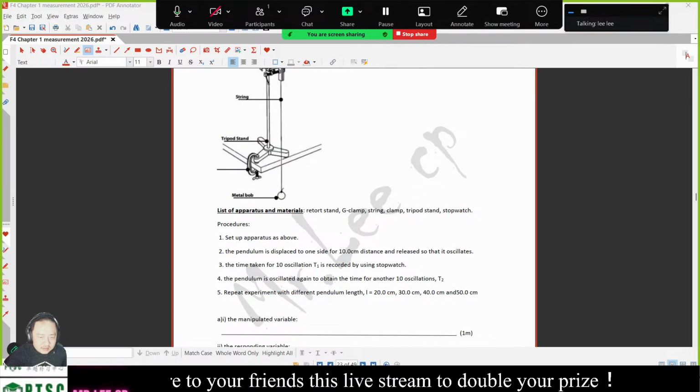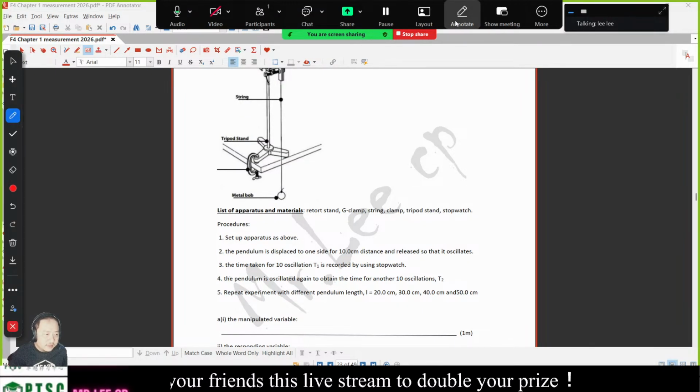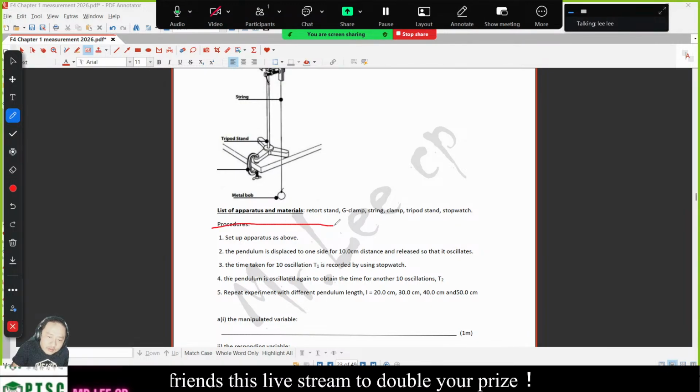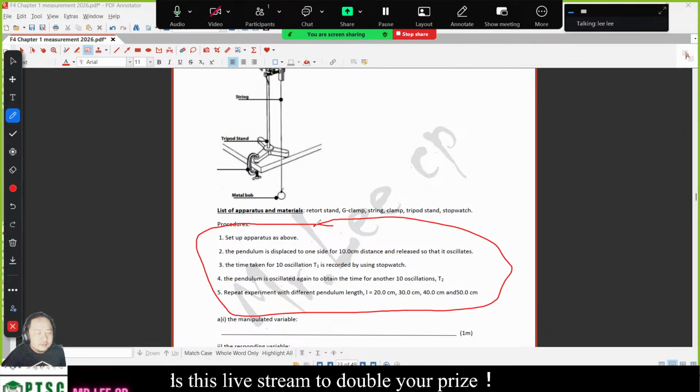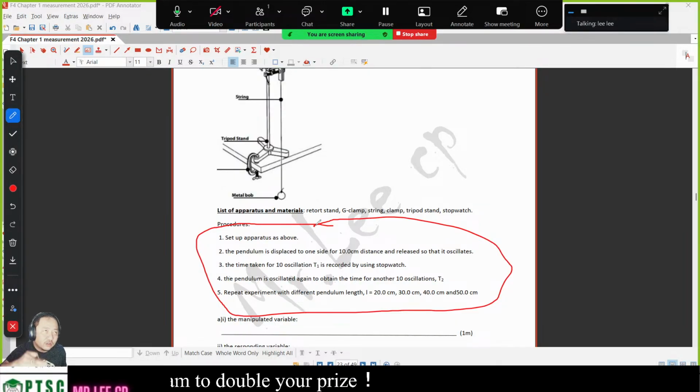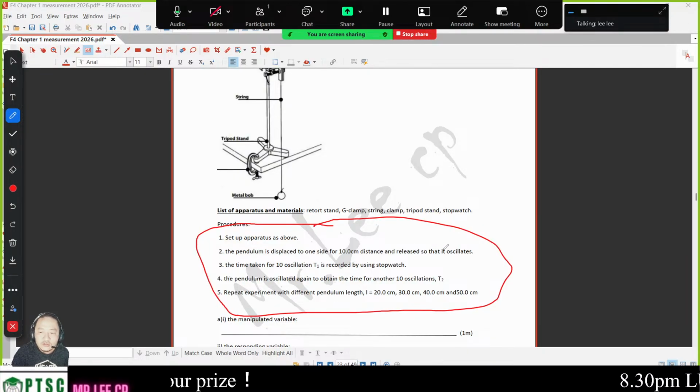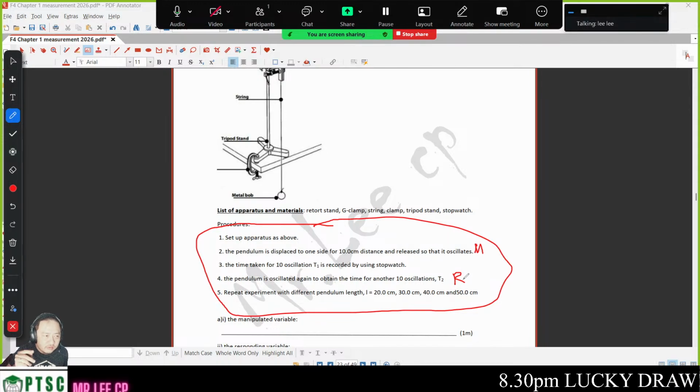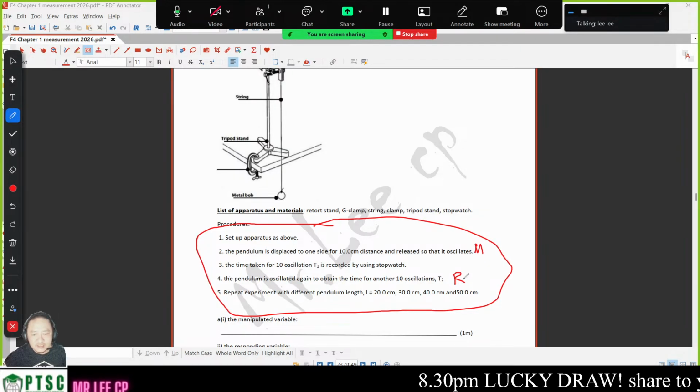Some of the students will ask me, Cikgu, do we need to memorize this? No need to memorize. There is a way to write it. The marks are given according to the way that you write it. For example, how are they going to give the marks? They are going to give 1 mark for the manipulated variable and the responding variable. So if you write the manipulated variable and the responding variable, you should be able to get the marks here.